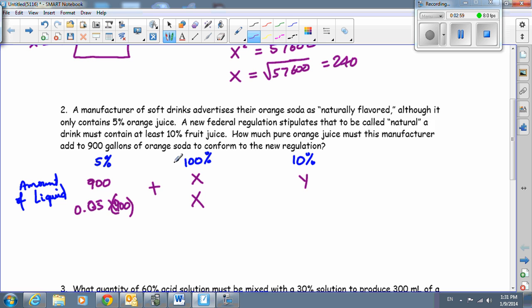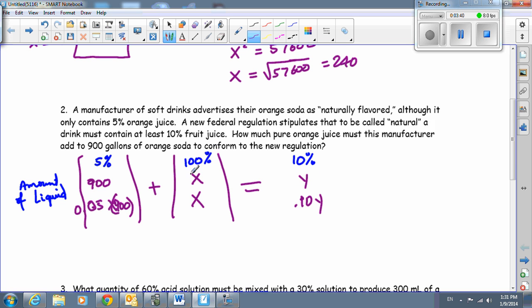Let me put a plus here. So I'm dividing this like this. And the sign in between here is equal, of course. And I will put 0.10y. In other words, I have 5% of some type of drink, and I want a total of 900 gallons. I'll need to add some pure orange juice. That's why I call it 100%. And I don't know how much I need to add. That's what I'm looking for. And at the end, I want a 10%, and this is what I will be getting at the end.